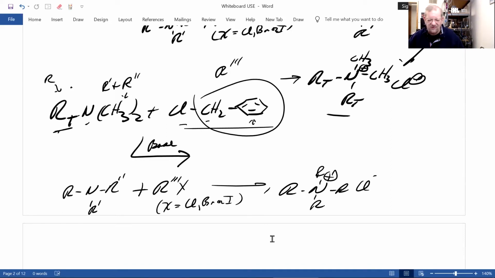And you don't have to put the charges here, but Dr. White does. It doesn't matter which side R prime, double prime, or triple prime is, because the molecule can rotate. So if I do that, what I have is my R sub T. I have my 2 methyl groups. And then I have my R prime, triple prime.